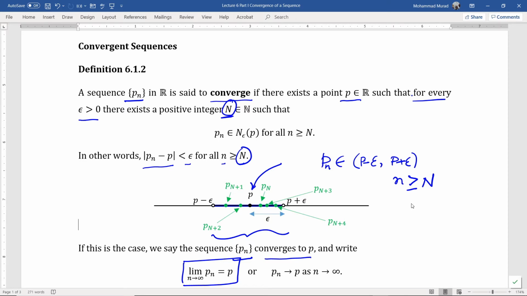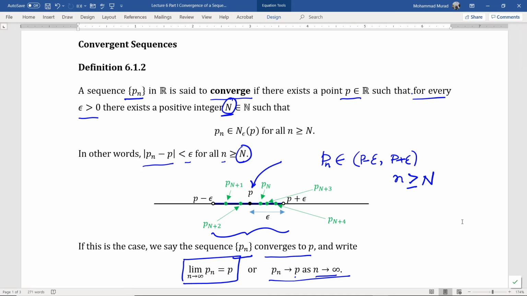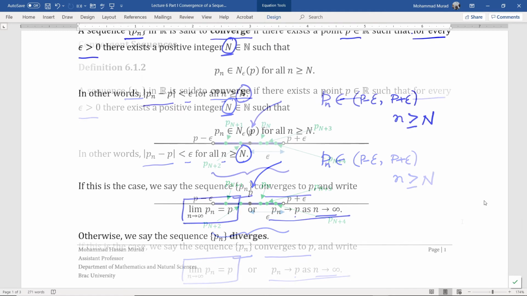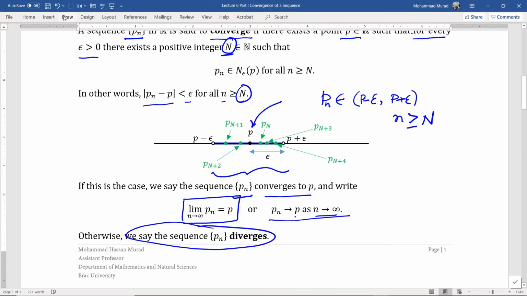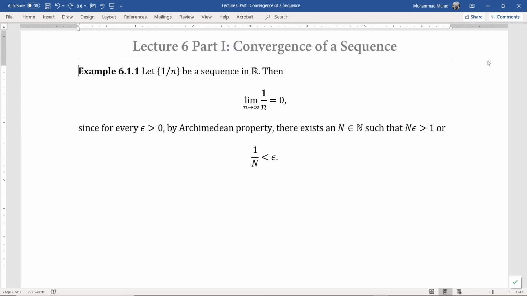We may read the limit of p sub n as n approaches plus infinity equals p. Or we may also write this way. The terms of the sequence are approaching the number p as n is approaching plus infinity. If this is not true for any sequence, then we say the sequence diverges. Let's see an example.